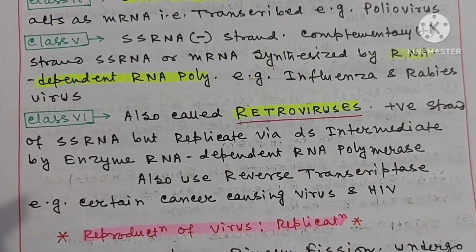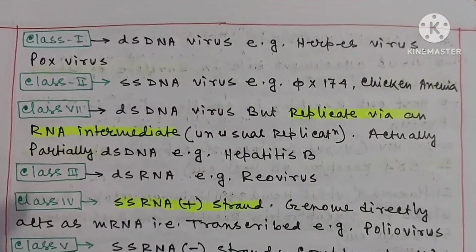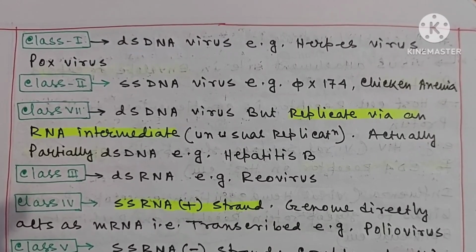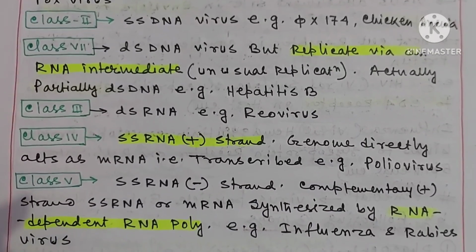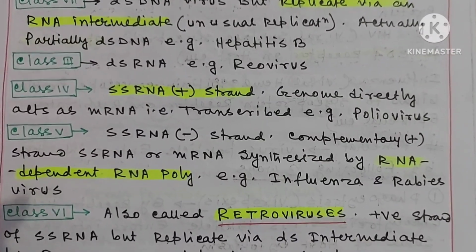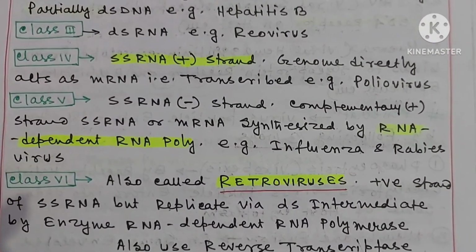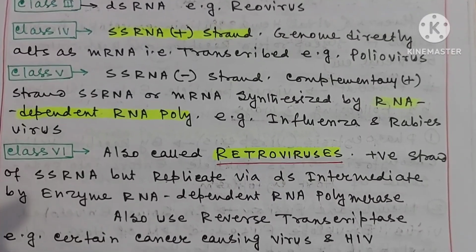So David Baltimore classified the viruses in this way on the basis of their genetic material. It is very important to remember which viral genetic material is plus ssRNA and which is negative ssRNA. These are very important. And what are the examples of these retroviruses? This is also important.